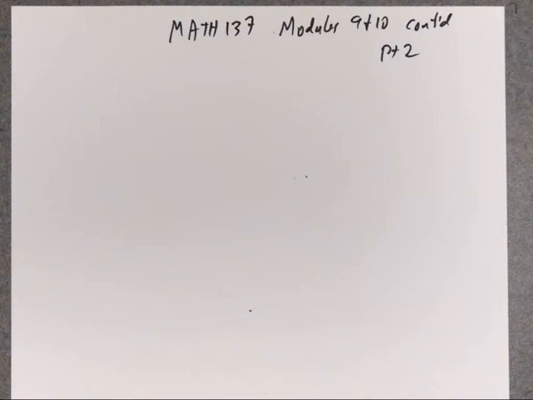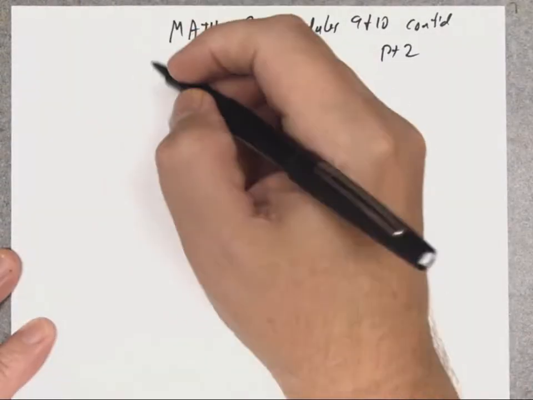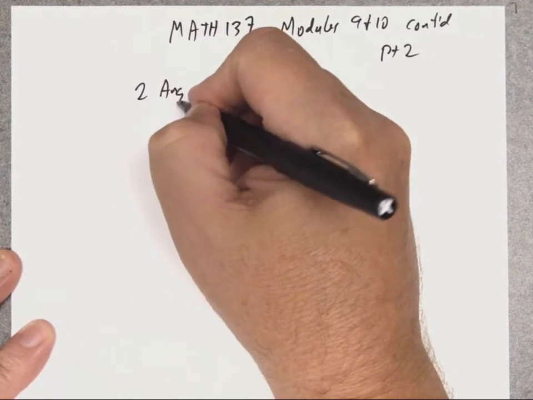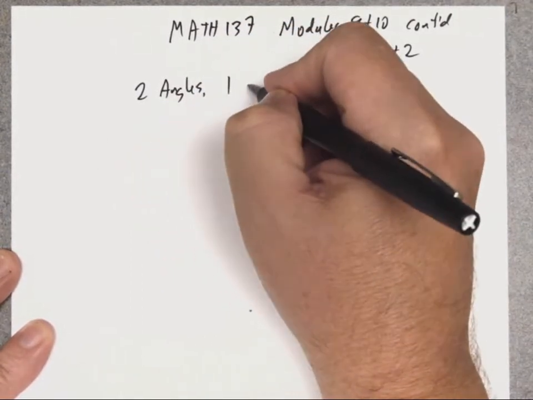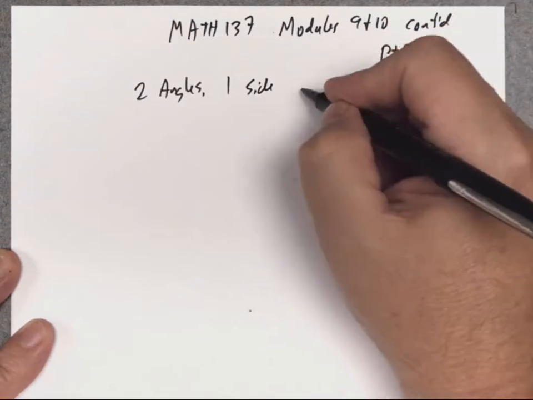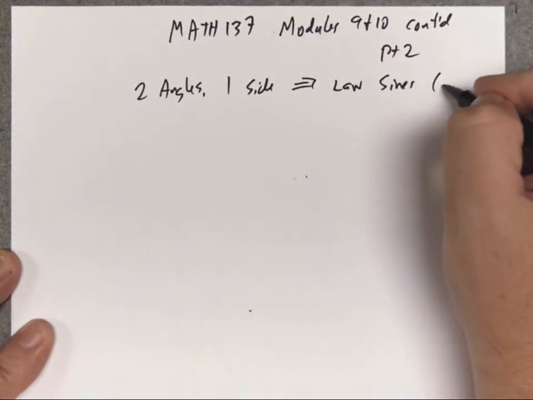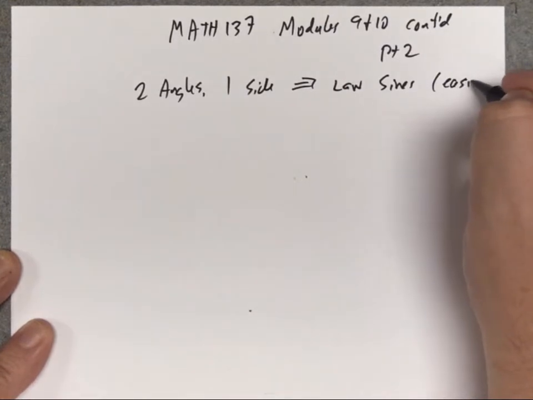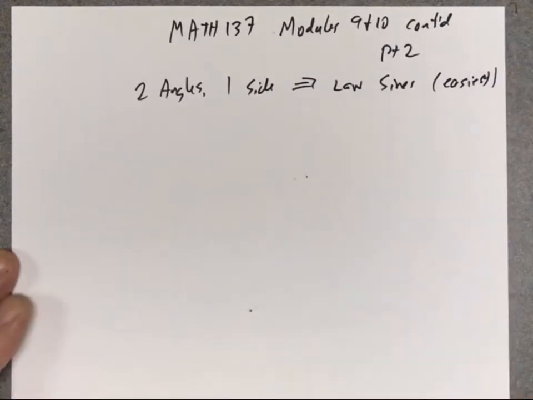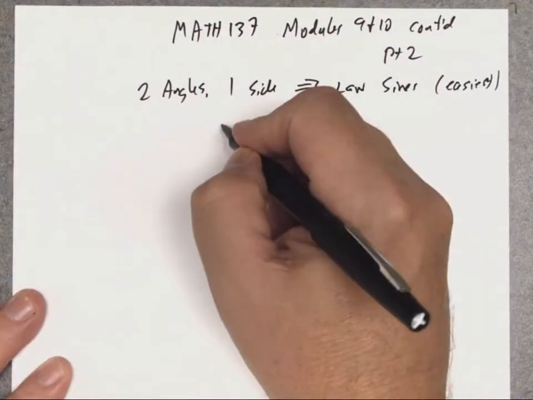Okay, the first part of this lesson about law of sines and cosines, we looked at two angles and one side. And that's law of sines. And that's probably the easiest kind of triangle to solve. Now we're going to look at, how about if we have one angle and two sides?